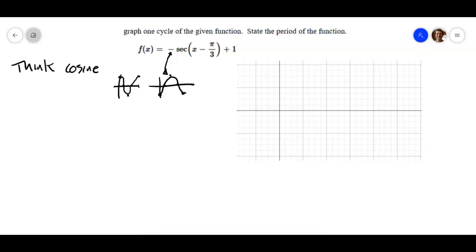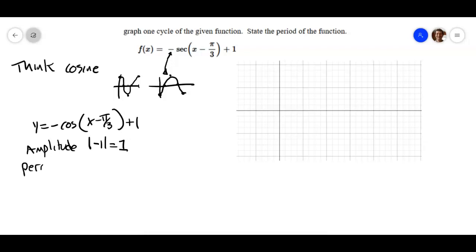But for all of the information, I want to look at y equals minus cosine of x minus pi thirds, plus 1. So the amplitude is the absolute value of the coefficient of the function, in this case 1. The period is the normal period for the graph we're dealing with, which is 2 pi for cosine, divided by the coefficient omega. The coefficient of x is omega, and that's 1. So in this case it is 2 pi.